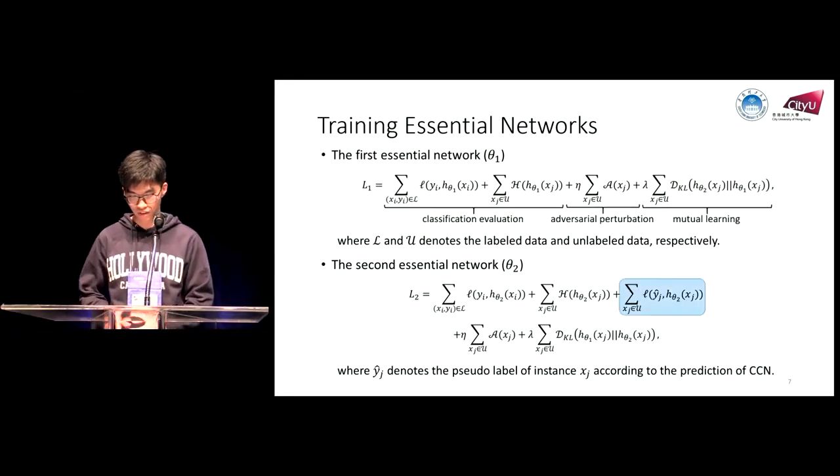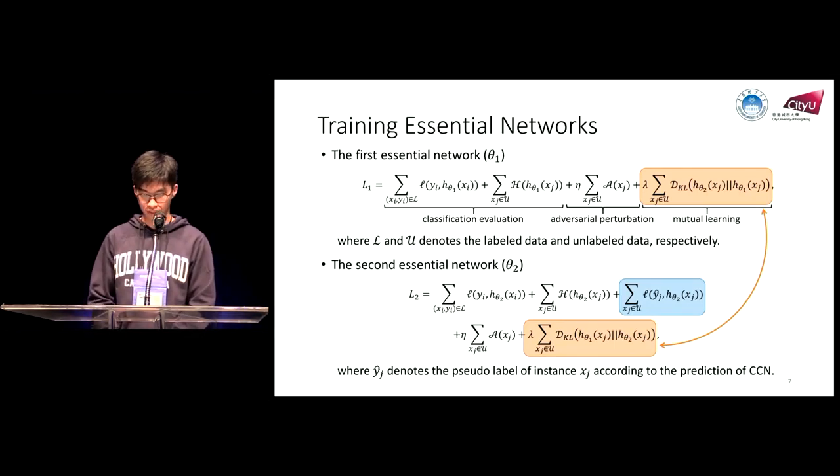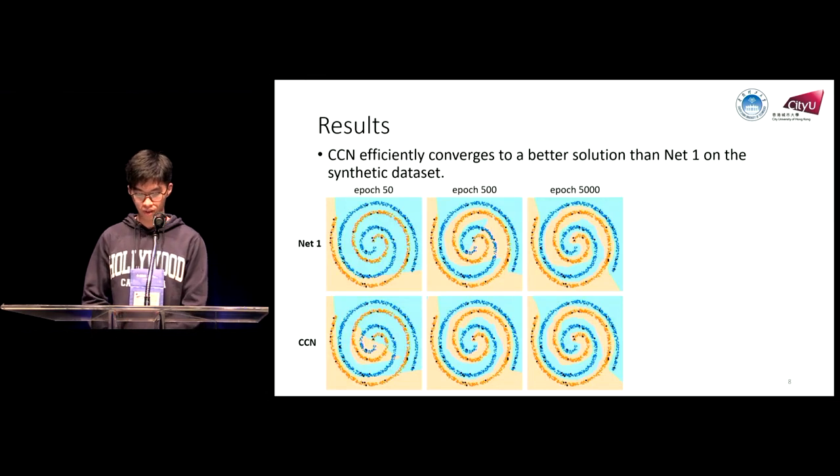And for the first essential network, the overall loss function is composed of three parts: the classification evaluation, the adversarial perturbation, and the mutual learning. To enhance mutual learning between the two essential networks, CCN provides the training targets of the unlabeled data for the second essential network. The second network can be expected to be complementary to the first one.